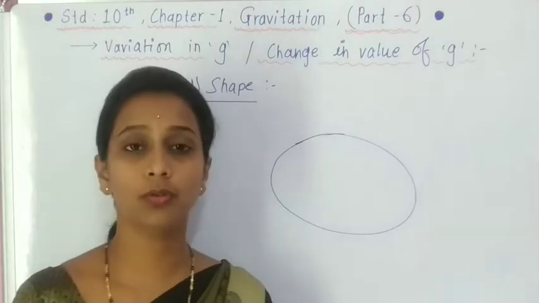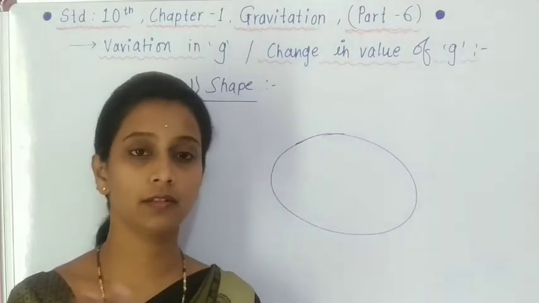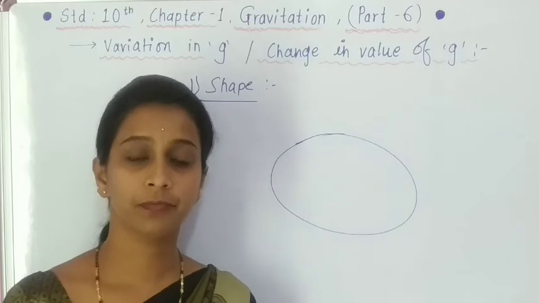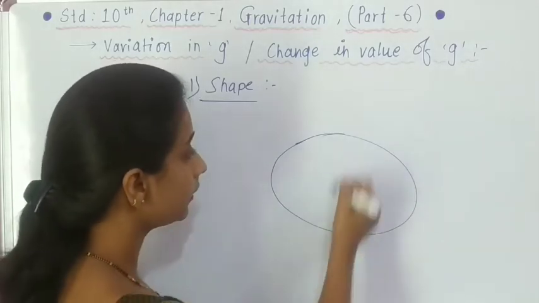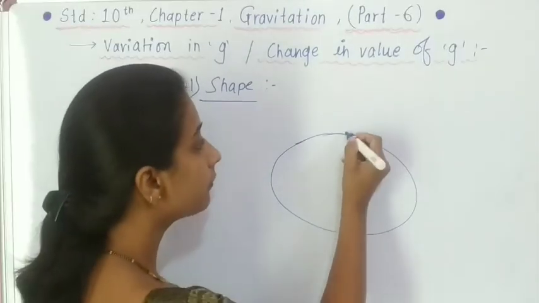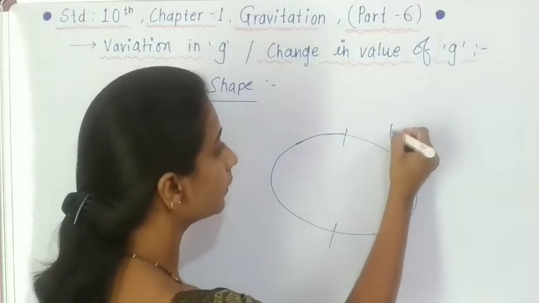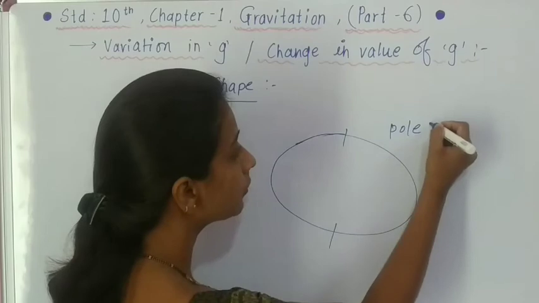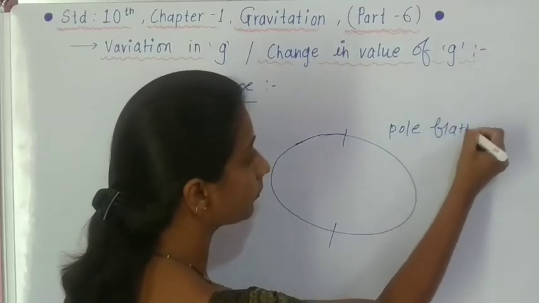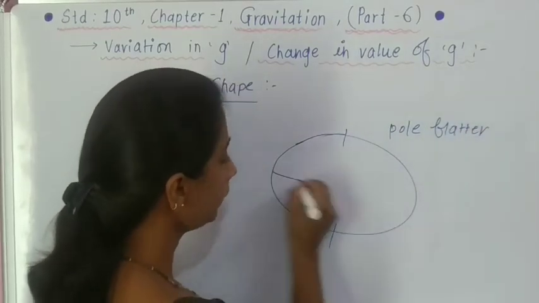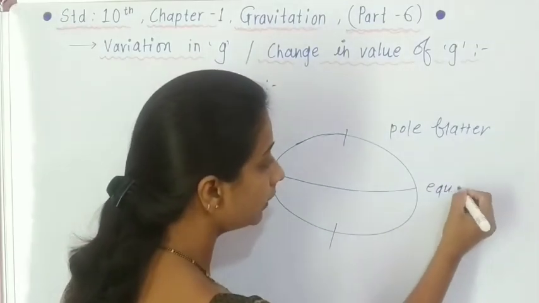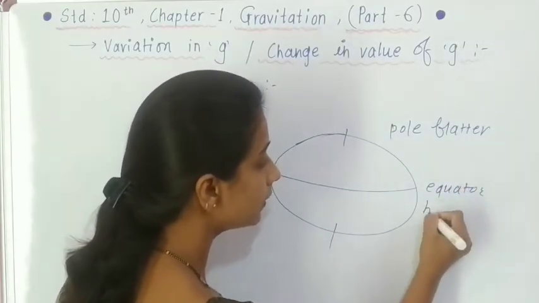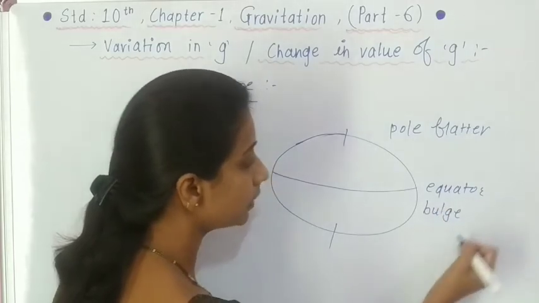Students, we know earth is rotating around its axis. Due to the rotation of earth around its axis, earth has an oval shape. It is flatter at both the poles. At the polar region, earth is what? Flatter. And at the equatorial region, or at the equator, earth is bulgy in shape. Earth is what? Bulgy in shape.